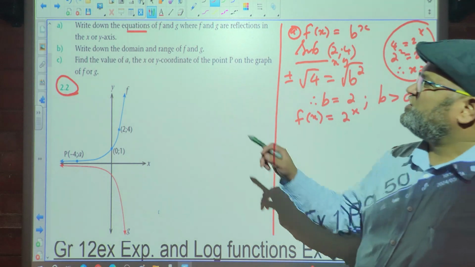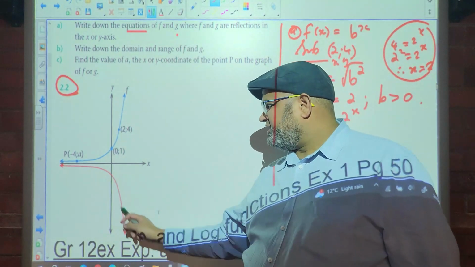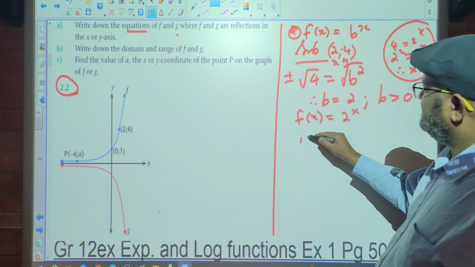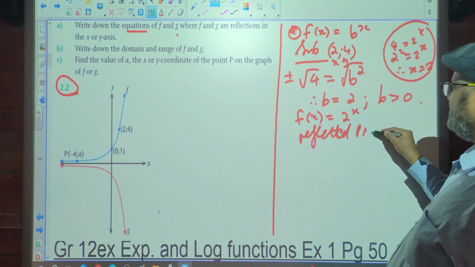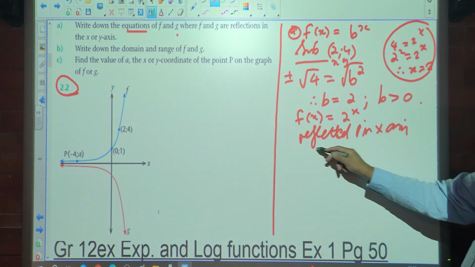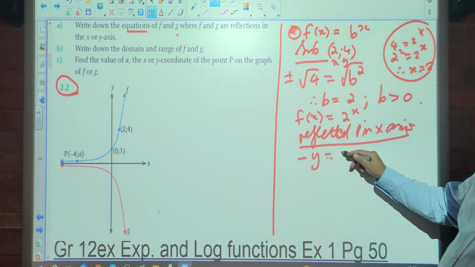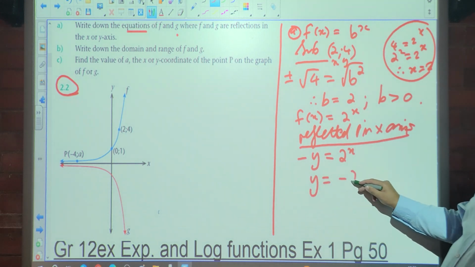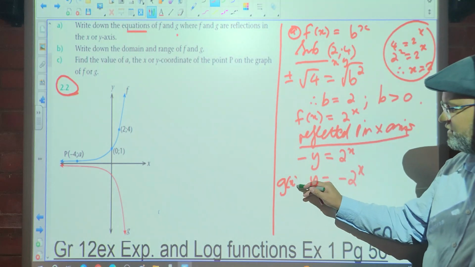But then they want g of x as well. People, g of x is what in relation to f of x? Is it reflected in the x-axis? If something is reflected in the x-axis, what happens? y becomes negative. So it's negative y is equal to 2 to the x. Divided by negative, so y is equal to negative 2 to the x. And this is the equation of g of x.